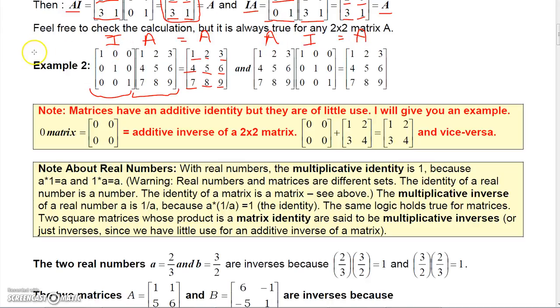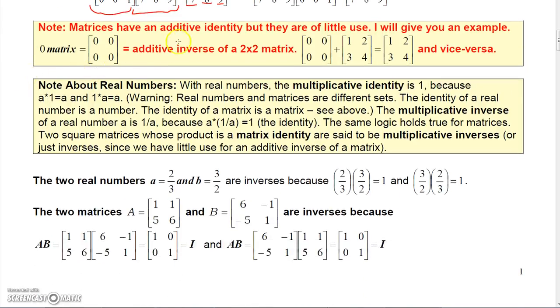So again, the identity matrix in matrix algebra is a little bit like the 1 in real number multiplication. But don't be confused. It's not the number 1. It's actually a matrix that has this form, with the ones down the diagonal and zeros everywhere else.